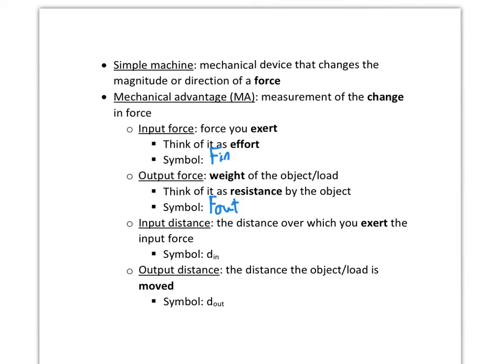The input distance is the distance over which you exert the input force. That would be D in. And the output distance is the distance the object is moved. That would be D out. This will be different for the three different machines that we're looking at, but we're going to start with inclines. And I'll show you exactly where F in, F out, D in, and D out apply for that.